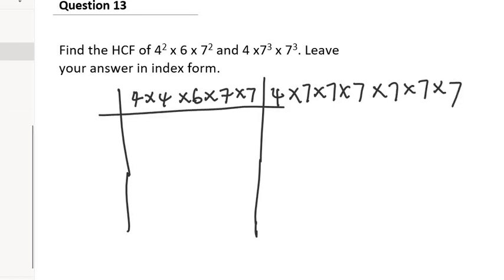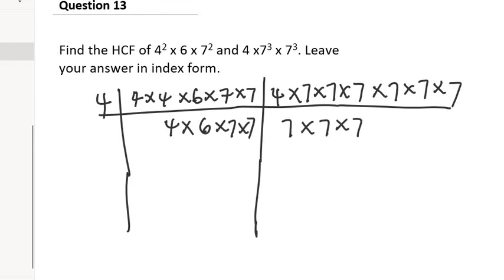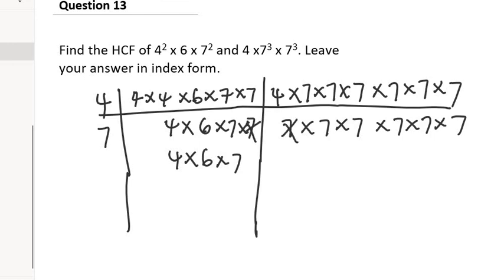What can go? 4 can go. 4 into this, I'll be left with 4, 6, 7, 7. 4 into this, I'll be left with 7, 7, 7, 7, 7, 7. 4 can't go, but 7, because there's no 4 here, 7 can go. I'll be left with 4 times 6 times 7. 1 7 will go. Then 1 7 will go. I'll be left with 7 times 7 times 7.